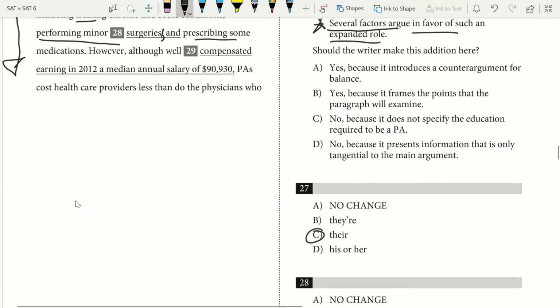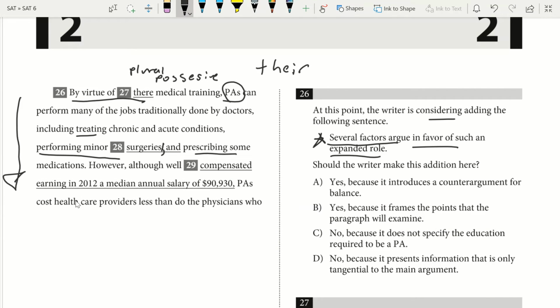D. However, although well compensated, earning in 2012 a median annual salary of $90,930. Well, this is although well compensated. The comma would have to come after that compensated, right? And another thing is this. Earning in 2012 a median annual salary of $90,930, that is non-essential, right? If we take that out, our sentence still makes sense, right? We have, however, although well compensated, PAs cost healthcare providers less than do the physicians, right?